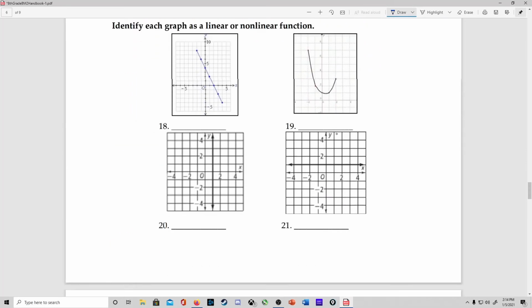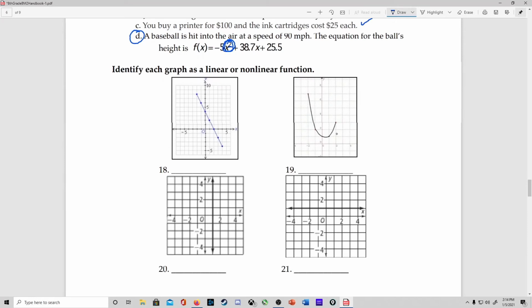Looking at these last 4, again, if it's linear, it's a line. So you're looking for a line. Is this a line? Yes, linear. Is this a line? No, that looks like a hook, so non-linear. This here, straight up and down, that's a line. And this here is horizontal, that's a line.